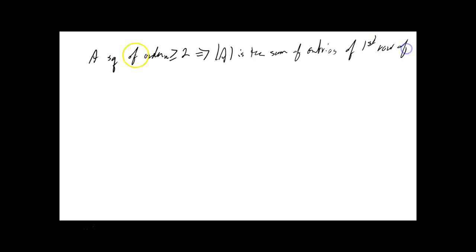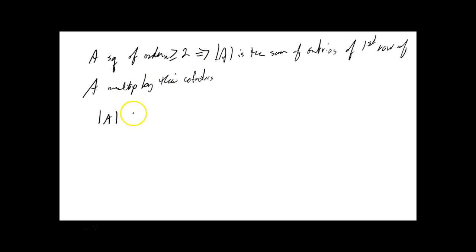If A is a square matrix, that's the given, of order greater than or equal to 2, then the determinant of A is the sum of the entries of the first row of A multiplied by their respective cofactors. Okay? That is determinant of A.